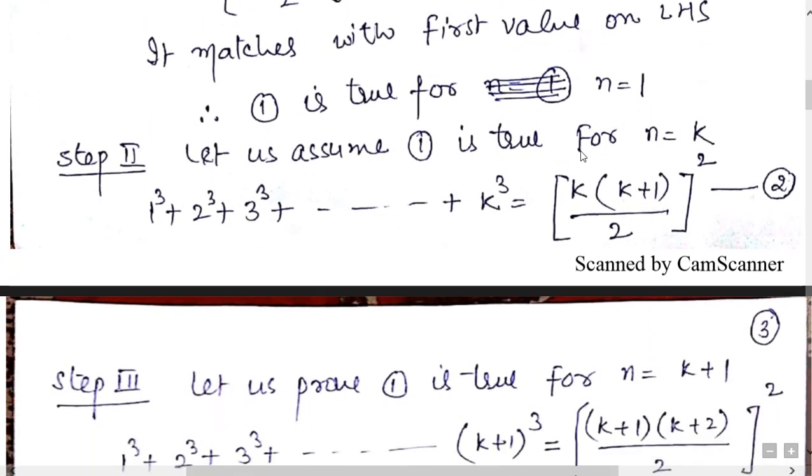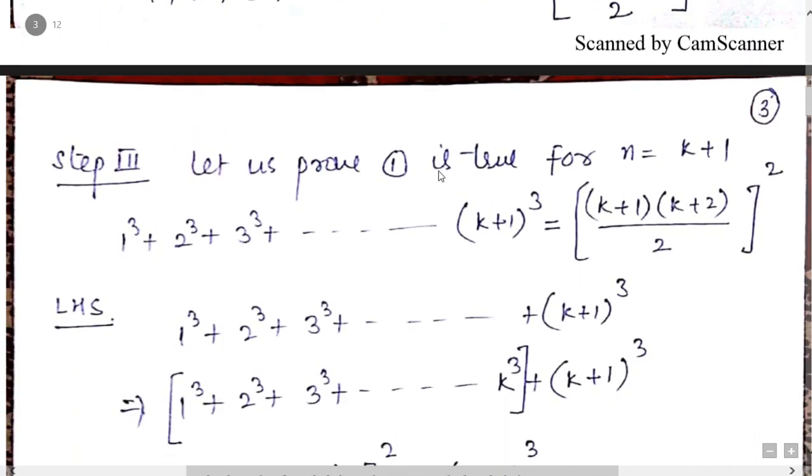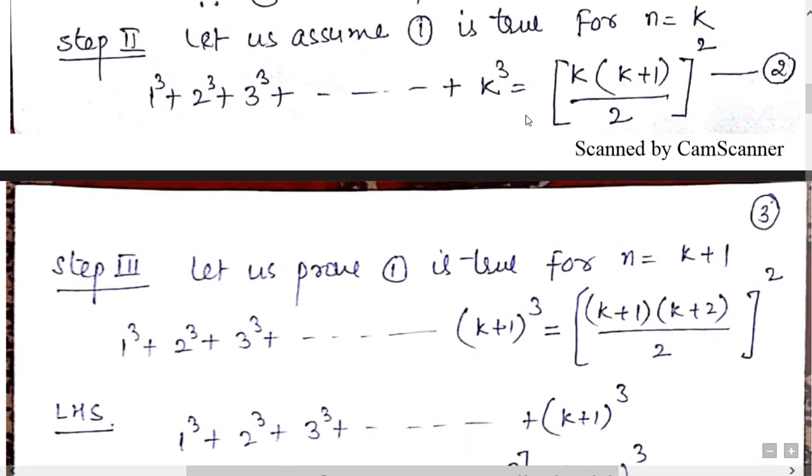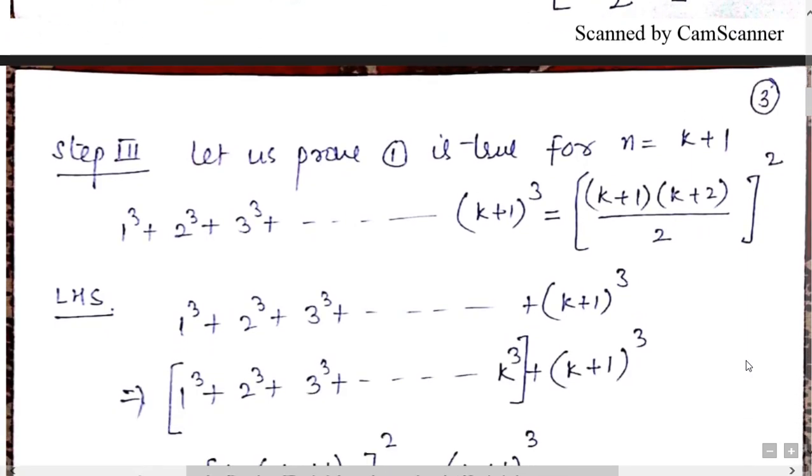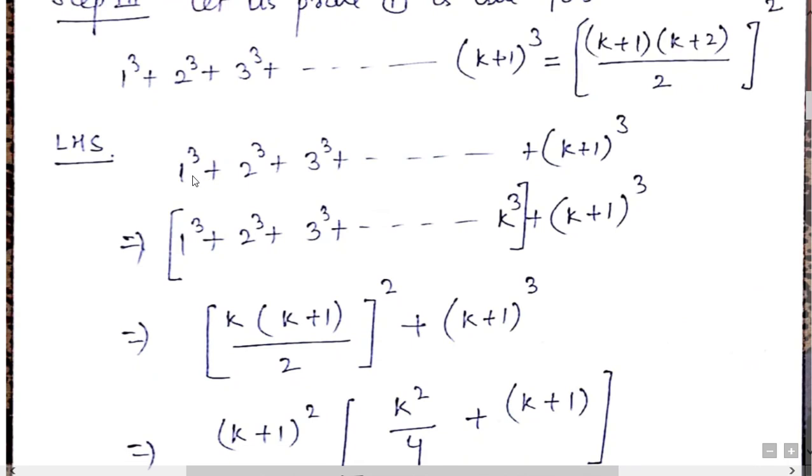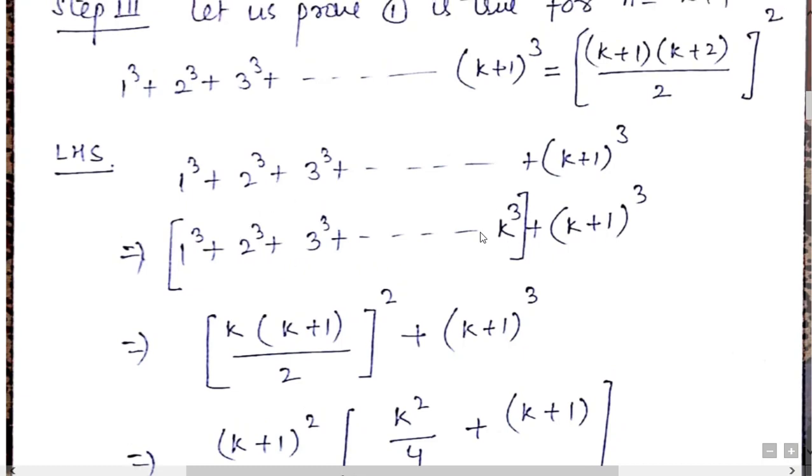Now in step number 2, insert n is equal to k, nothing else. Write the same statement. Let it be number 2. Then in step number 3, insert n is equal to k plus 1. You will get k plus 1 cube, then k plus 1 and k plus 2 divided by 2, whole square. Now start from the left hand side and write the second last value: 1 cube, 2 cube, 3 cube, and so on up to k cube, and insert the value of this series from number 2.